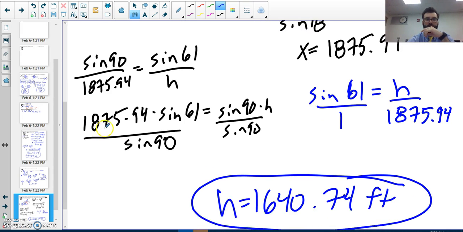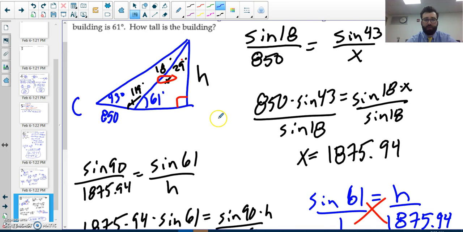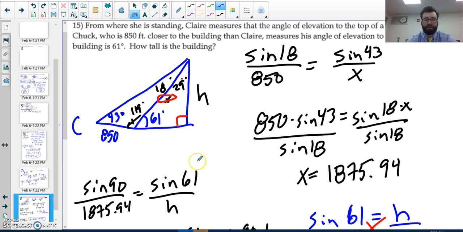So here's my law of sines work. Either way, you'll notice that I'm going to end up multiplying 1875.94 times the sine of 61. I'll do that same thing here if I cross multiply, because when I divide by the sine of 90, we know from the unit circle that it's just 1. So here's my work for that one. Hopefully this one helped. Make sure you do this a couple of times, maybe, because it was a struggle on our last test.